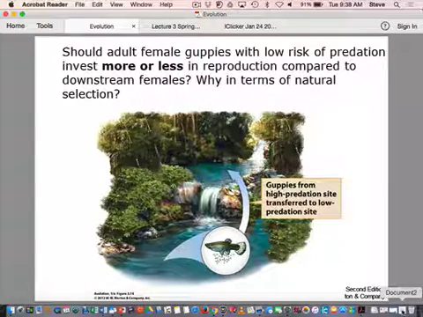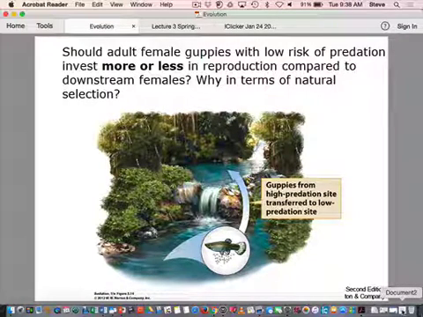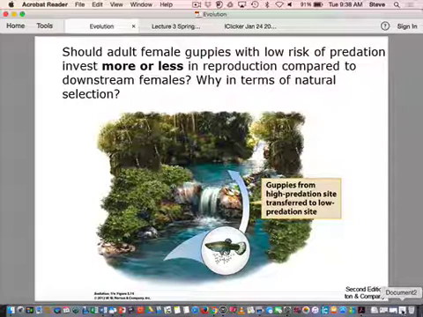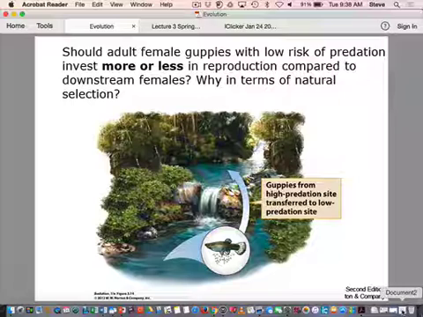So here's the question. Should adult female guppies with a lower risk of predation up in here, remember those rivulets don't eat adults as much, invest more or less in reproduction compared to the downstream females? So it's a 50-50 shot, right? Does selection favor greater reproductive effort or less reproductive effort? And how might you explain that in terms of natural selection? Okay?